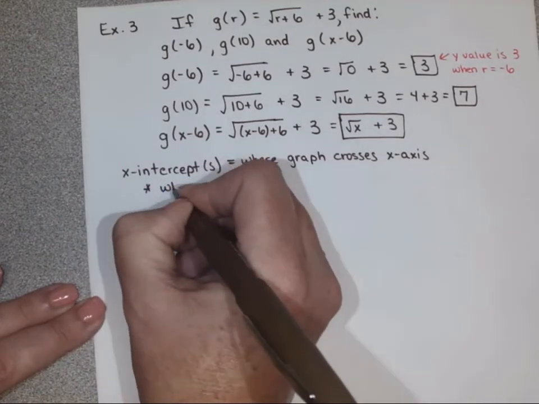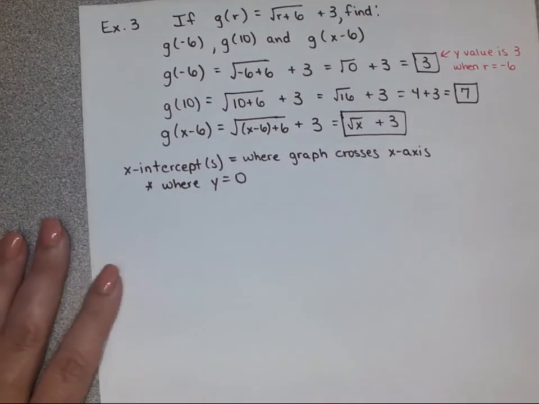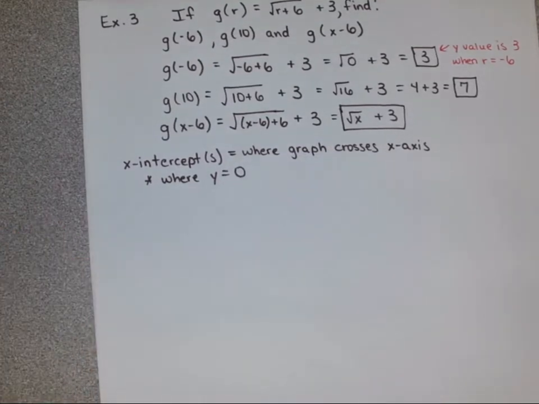And so a good way to find this is just going to be where y equals 0. Okay, because if you're on the x-axis, then think about it this way, you're not going up or down at all, so your y value will be 0.